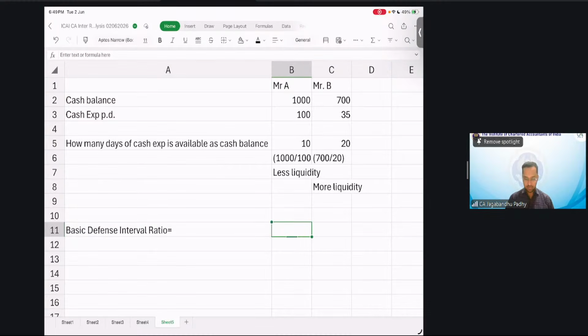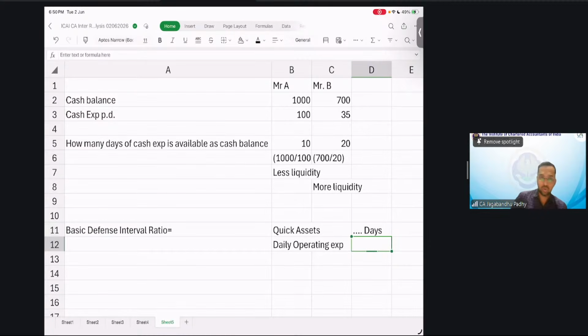Basic defense interval ratio, which is calculated as quick assets upon daily operating expense. And remember, this is going to be measured in days. This is going to be measured in number of days, guys. Okay, so quick assets upon daily operating expense. That's your basic defense interval ratio. Quick assets upon daily operating expense, right? So now quick assets, we know.